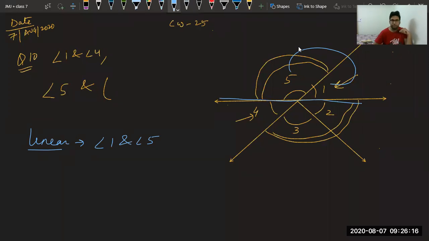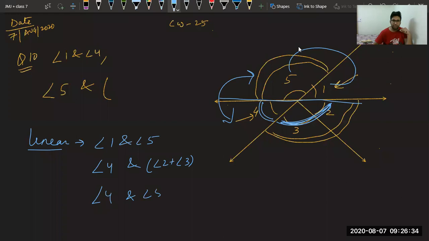Then 4 plus 2 plus 3 combined. Angle 4 and angle 2 plus 3 combined are also forming a straight line. Apart from this, you can see angle 4 and 5 are also a linear pair.